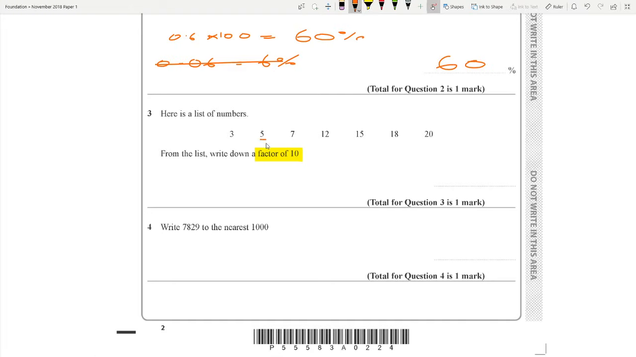Okay, 3 doesn't, the answer is 5. Okay, now a common error with this question, students will write down 20. Confusing a factor and a multiple. 20 would be a multiple of 10. It comes in the 10 times table. It's not a factor of 10. So just be careful of that one. Okay, that's another 1 mark question.